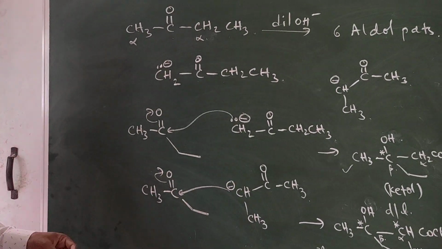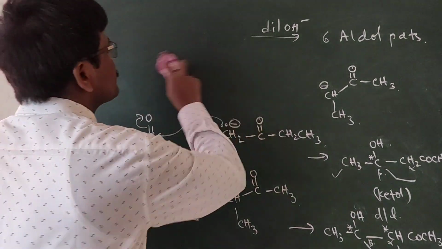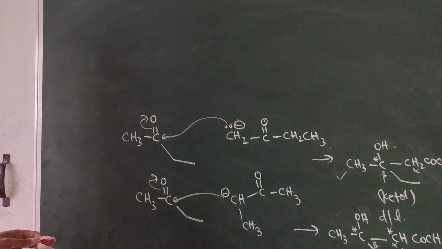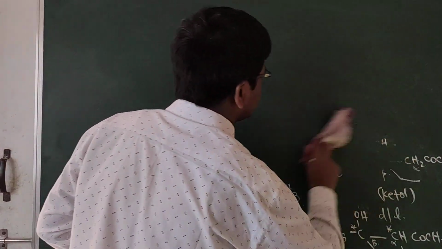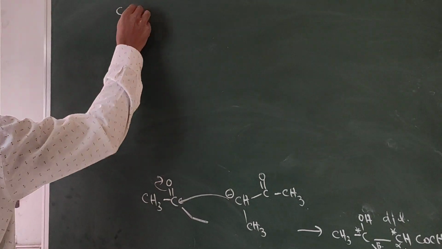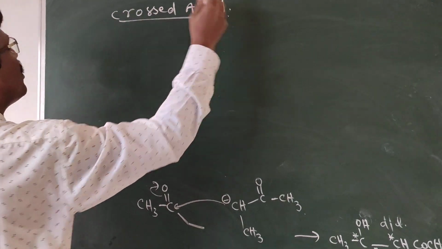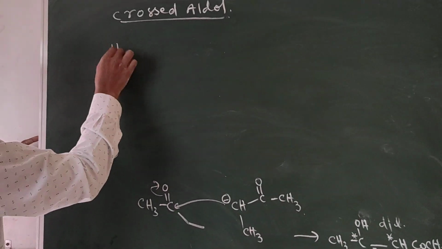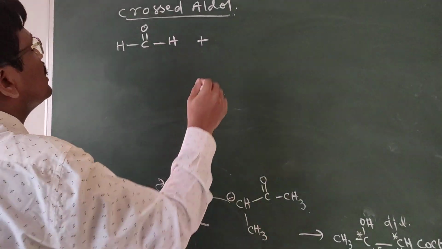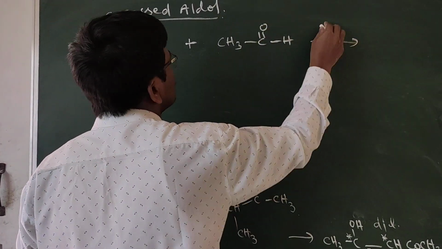So in this way you can calculate the number of aldol products. After this, we are discussing crossed aldol condensation. In this crossed aldol condensation, we are taking formaldehyde and acetaldehyde. Formaldehyde and acetaldehyde are treated with dilute base.